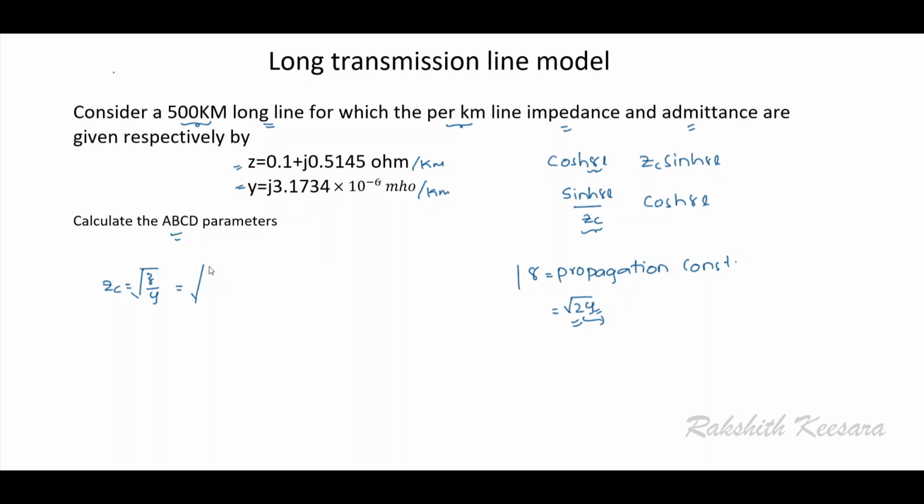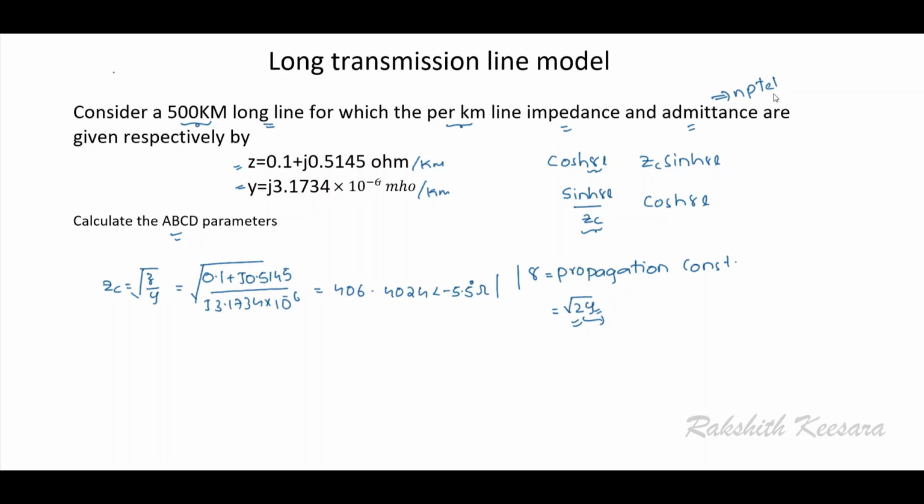So this comes out to be root over 0.1 plus j 0.5145 by j 3.1734 into 10 power minus 6, and this is equivalent to 406.4024 at an angle minus 5.5 degree ohm. I took this problem from NPTEL.